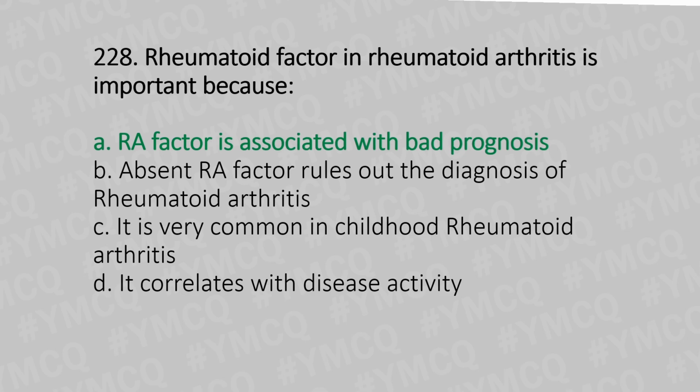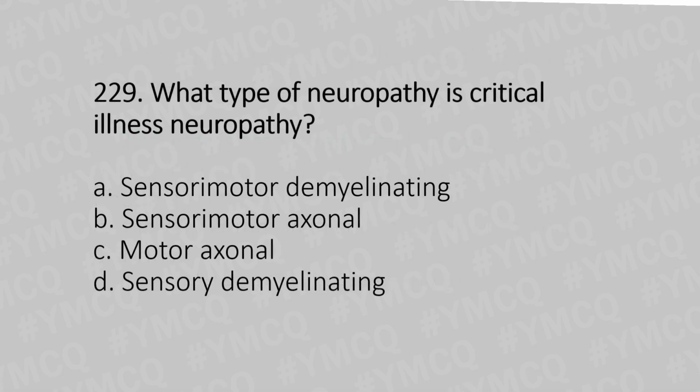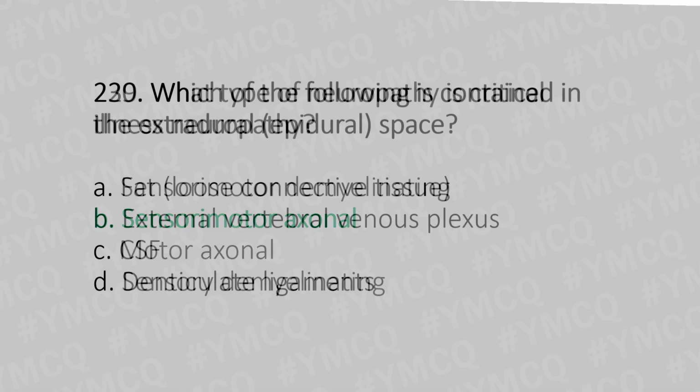Now let's move to question number 229. What type of neuropathy is critical illness neuropathy? Option A, sensorimotor demyelinating. Option B, sensorimotor axonal. Option C, motor axonal. Option D, sensory demyelinating. And the answer is option B, sensorimotor axonal.